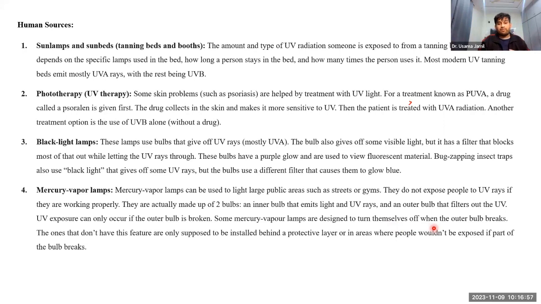So besides being useful, there is also a hazard: if the second bulb gets broken or damaged, the UV rays can directly leak out. The inner bulb is emitting UV radiation and there is nothing holding that radiation back, so those radiations will definitely cause some health hazards. The ones that don't have this feature are only supposed to be installed behind a protective layer, in areas where people would be exposed if part of the bulb breaks.